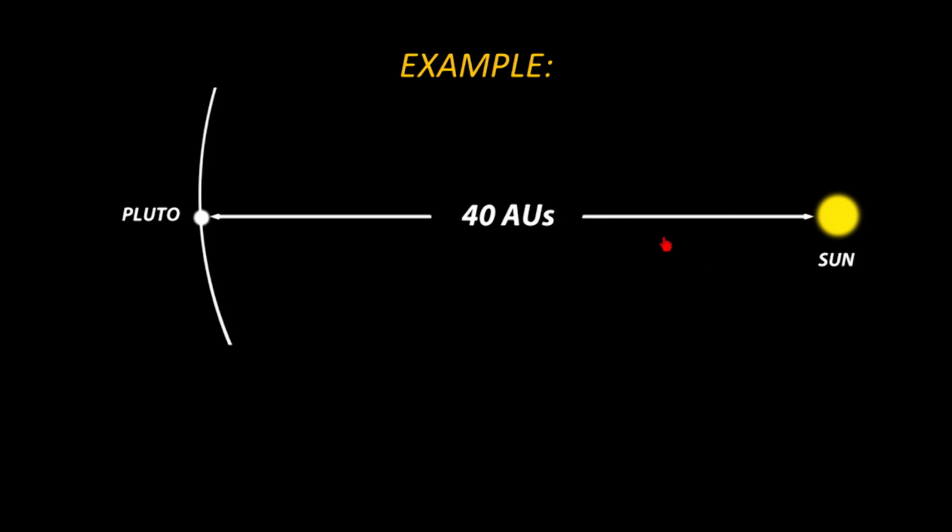So what this is saying is Pluto is 40 times further away from the Sun than the Earth is. So the number has been rounded a little bit. The actual number is 39.5, but we'll make it 40 just to make the math easy. So Pluto is 40 times further away from the Sun than we are here on Earth.